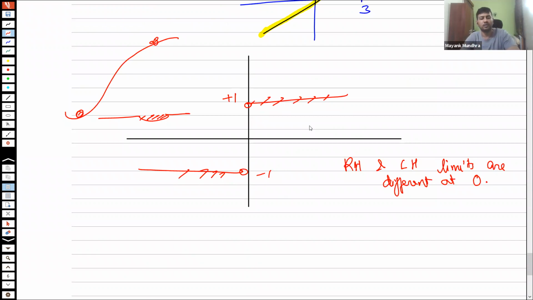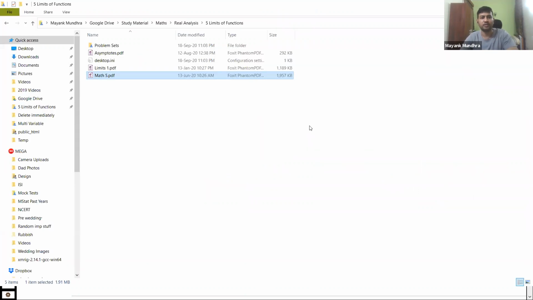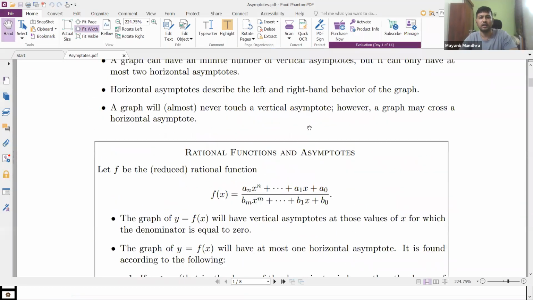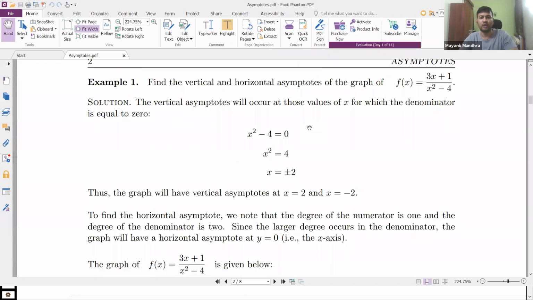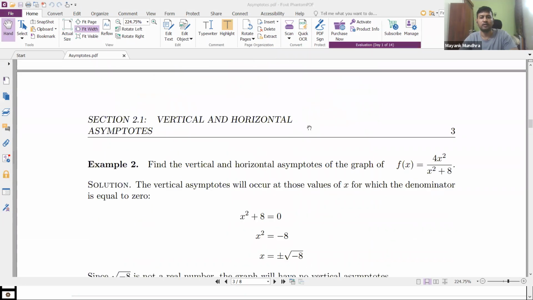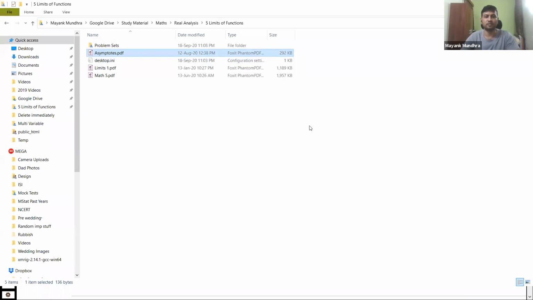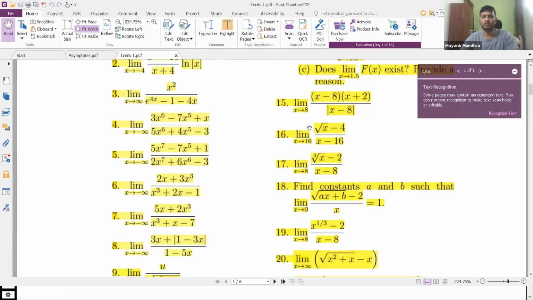Okay. So this is going to be about limits. I'm going to take one lecture on asymptotes this week. Why don't you guys go through asymptotes? This PDF is already uploaded here. Do the problems on limits, obviously. So we have these problem sets as before. We have limits 1 and limits 2. So we have 2 problem sets.